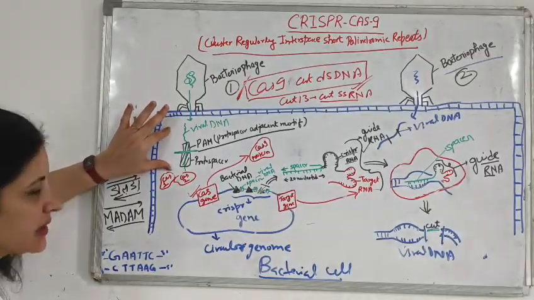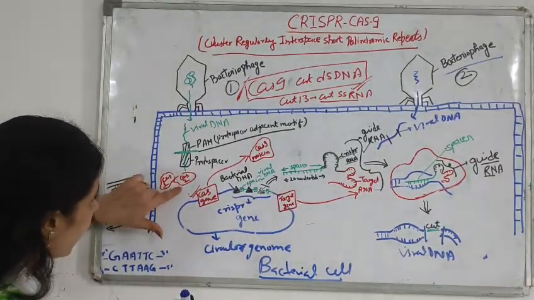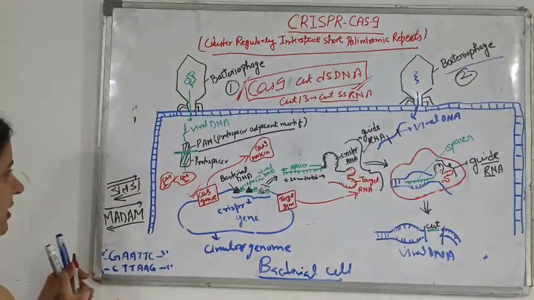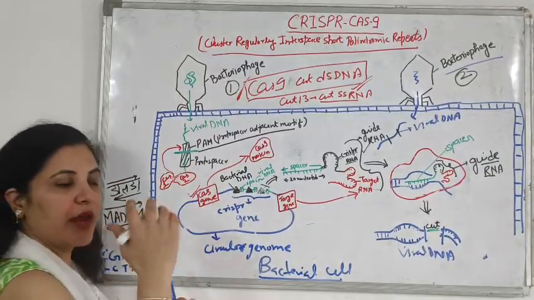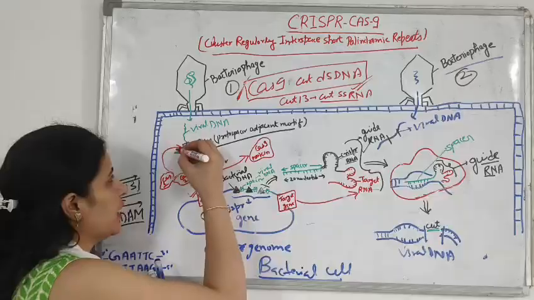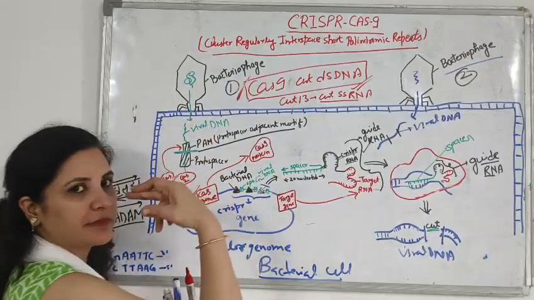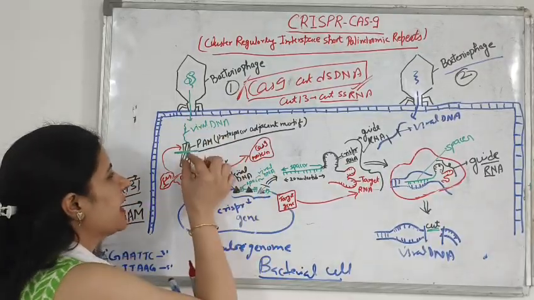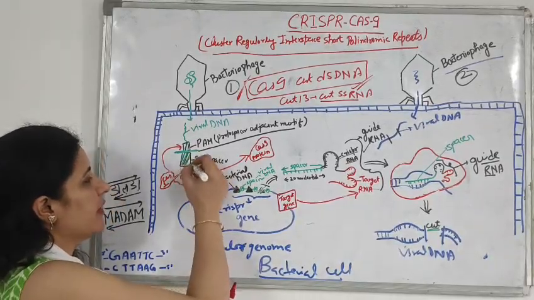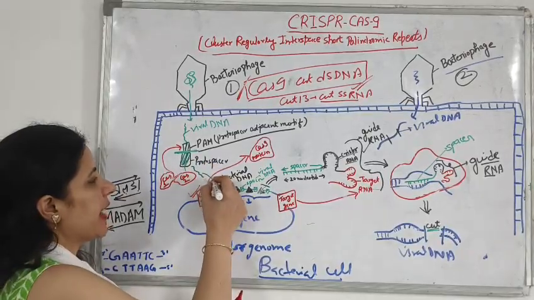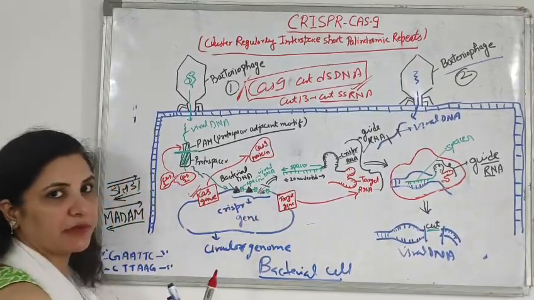As this viral DNA enters, what will happen? There are Cas1 and Cas2 proteins. What is the function of Cas1 and Cas2? They recognize this PAM sequence, which is present above the protospacer region, get attached to it, and make a cut at the PAM sequence. When this is cut, this protospacer is released, and this released protospacer gets attached to the bacterial circular genome, and it is a part of the CRISPR gene.